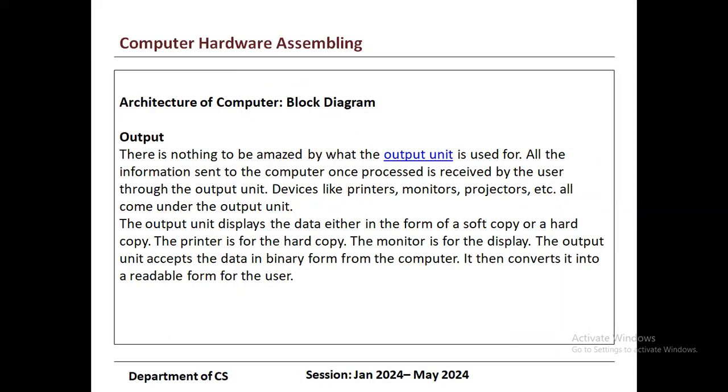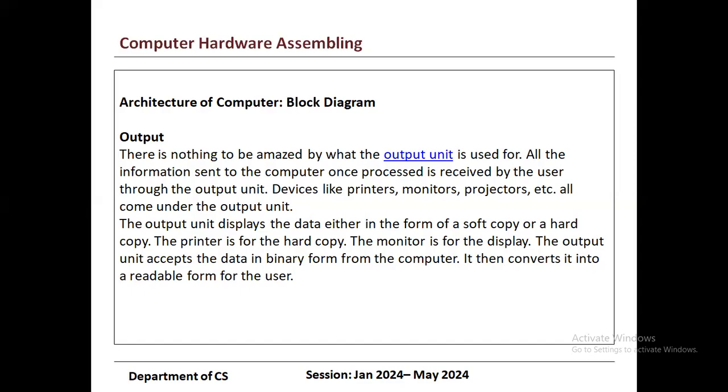So in this slide, I will explain the function of the output unit. All the data or information sent to the computer, once processed, is received by the user through the output unit. That means the output unit is the place where the result after processing the data is stored. Devices like printers, monitors, projectors, etc. all come under the output unit.